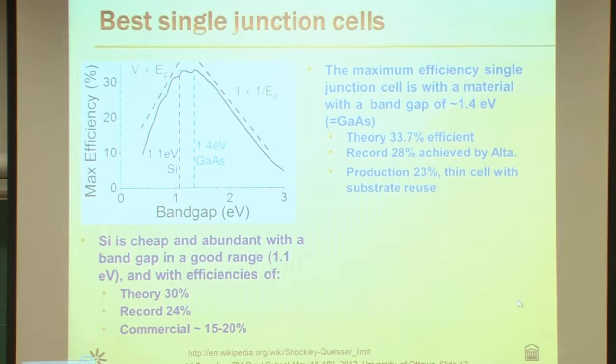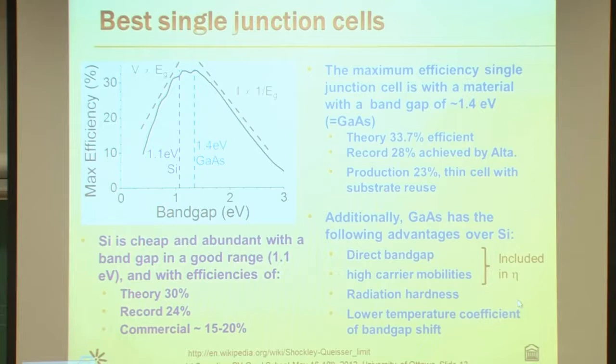Gallium arsenide is a little bit better at 1.4 eV. It's pretty close to that maximum. The theory for that would be 33.7% efficient, and current records are 28% efficiency achieved in that. And this is a single junction gallium arsenide cell. Additionally, gallium arsenide as a 3-5 has the following advantages over silicon. It's a direct band gap and it has high carrier mobilities. Those would be included in the efficiencies. Separate properties from efficiency would be radiation hardness and a lower temperature coefficient of the band gap shift. We'll see how those play out a little bit as we go on.